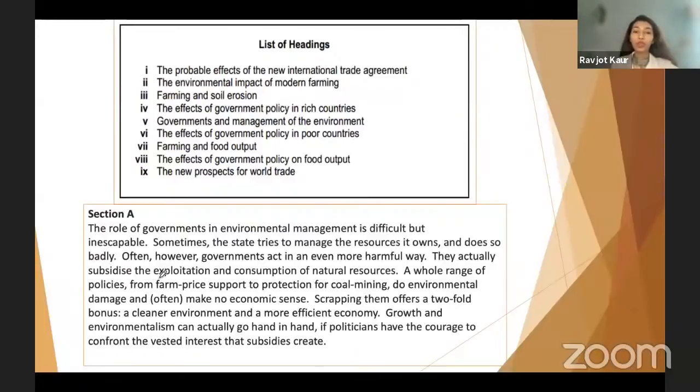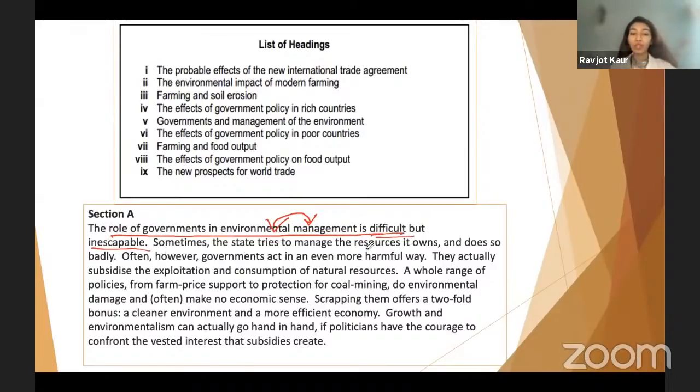So what is the answer to this one? Let's quickly read, and then I believe those who are new to this will understand what is happening in the session. The first sentence talks about the role of governments in environmental management being difficult but inescapable. This topic sentence talks about the governments and the environmental management. These are the two key words that we cannot avoid. It is difficult, but this is inescapable. This means that government has to do it, right?